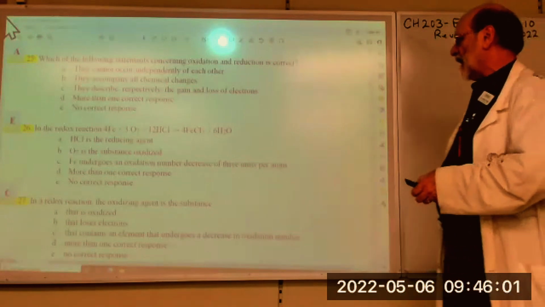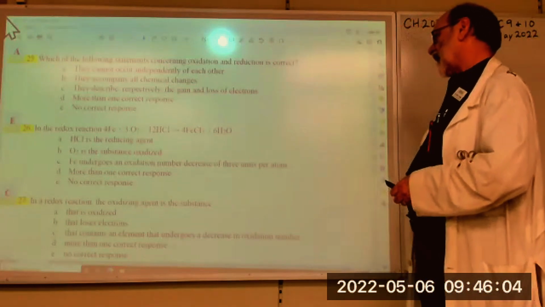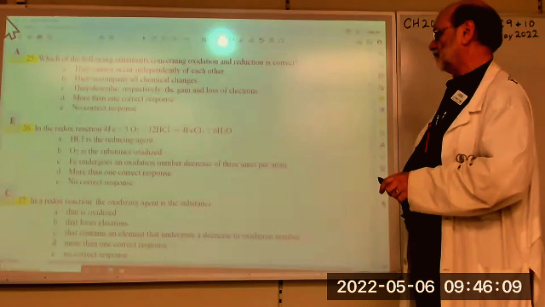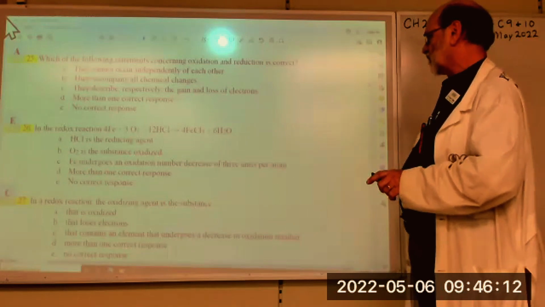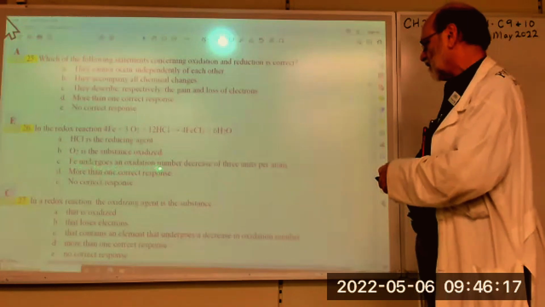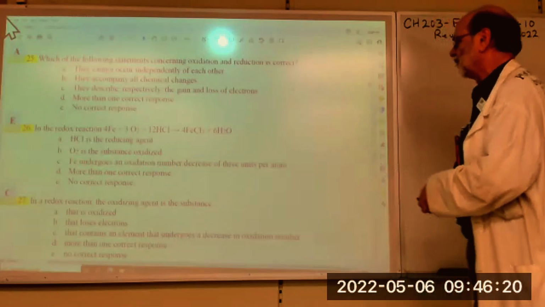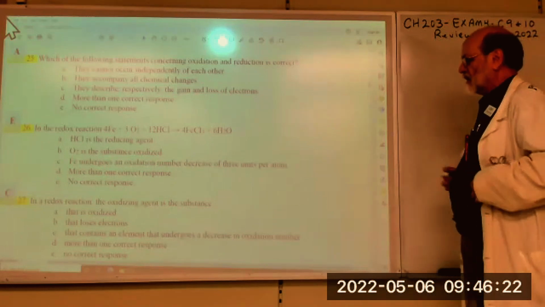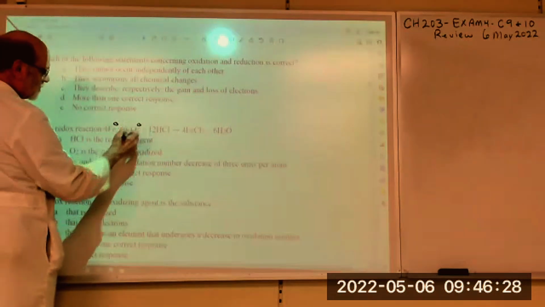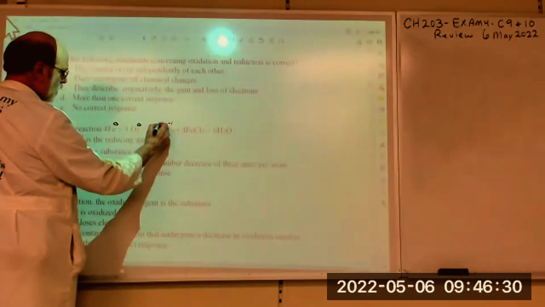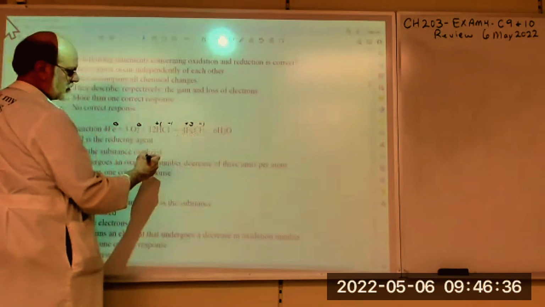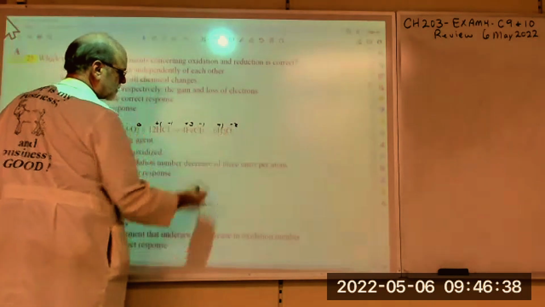And this redox reaction, iron plus oxygen plus hydrogen chloride yields iron 3 chloride plus water. This reaction, reducing agent, oxidized. Okay, so we need to assess the oxidation states of each one. Let's see if I can do that on the board. This one's 0, 0. This is -1 plus 1. This is +3 minus 1. And there's a -2 plus 1. Okay.